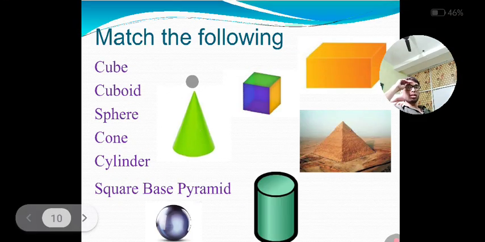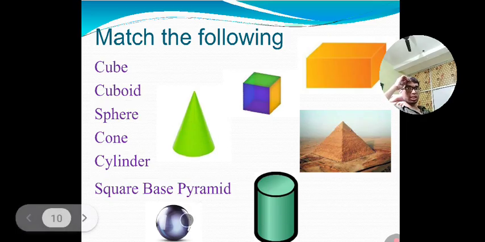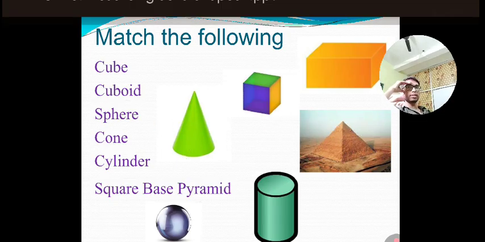Now, match the following: cube, cuboid, sphere, cone, cylinder, and square-based pyramid. Cube looks like that, cuboid looks like that. This is a cylinder. This is a cone, and this is a square-based pyramid. This is a sphere. All these are 3D shapes, and they look like that.